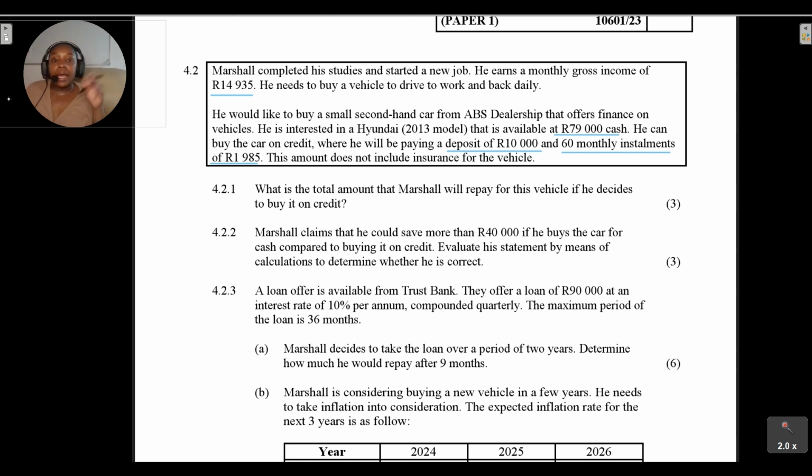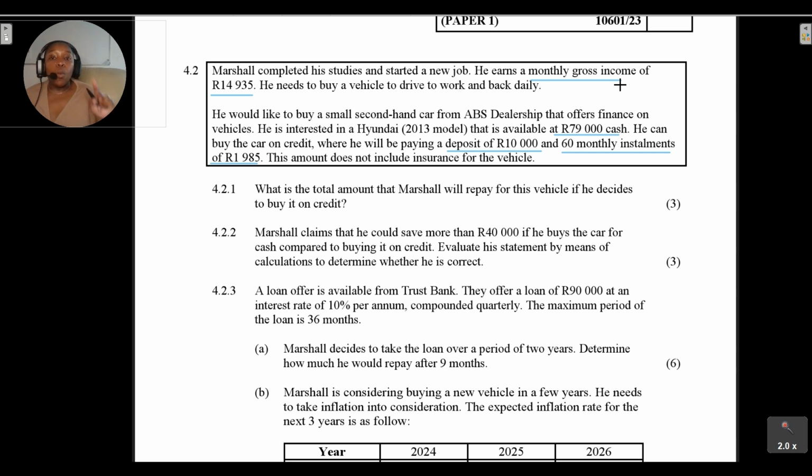So we're given a story here. We are told how much Marshall is getting paid per month, his gross monthly income. We are told that he wants to buy a car, and that if he buys this car cash, he needs to pay 79,000. But if he decides to buy the car on credit, he'll have to cough up a deposit of 10,000 rand, and then he'll have to pay installments for 60 months of 1,985. So we need to ensure that we understand that very clearly.